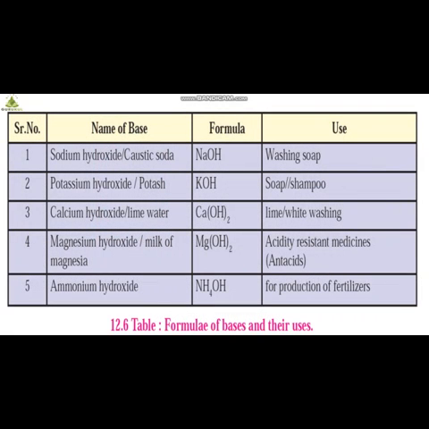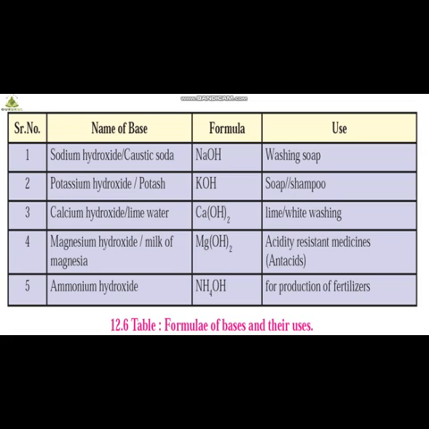Okay, this table is very informative. Students, these are nothing but the name of the base, formulas. We are going to understand different formulas and then their uses. So which is the first name of the base here? The first name of the base is sodium hydroxide. And what is the common name for sodium hydroxide? Caustic soda. And what is the formula for sodium hydroxide? NaOH. Okay, and NaOH or sodium hydroxide is used as a washing soap.